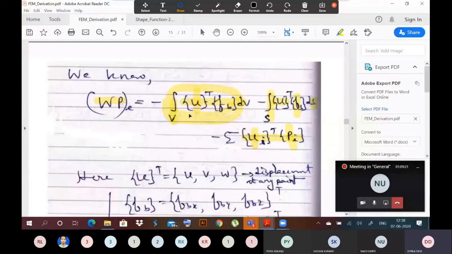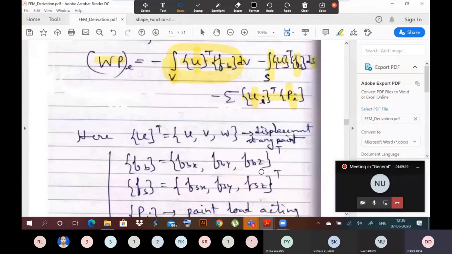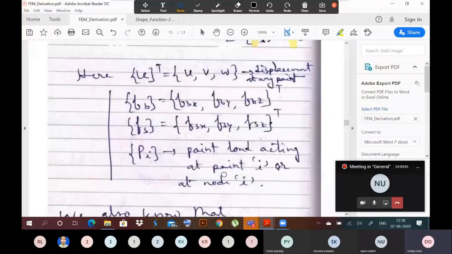We also know that u is equal to summation of Ni ui, v is equal to summation of Ni vi, w is equal to summation of Ni wi. That we have already explained while explaining the shape functions. So u, v, w are the displacements at any point within the element. So they can be related to the nodal displacement using the shape functions. So in general, we can write like this. I have already written this.